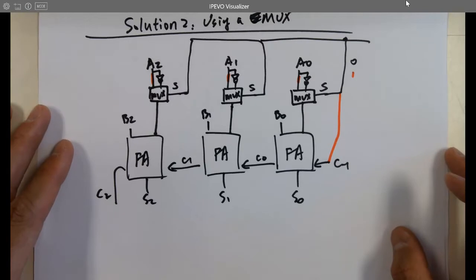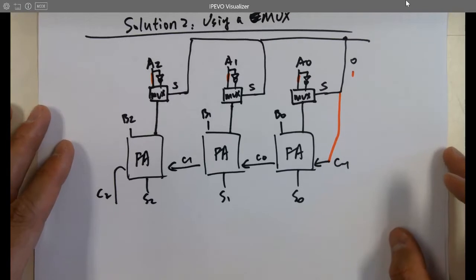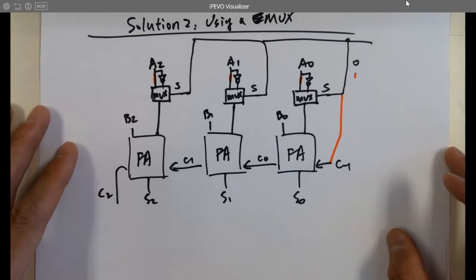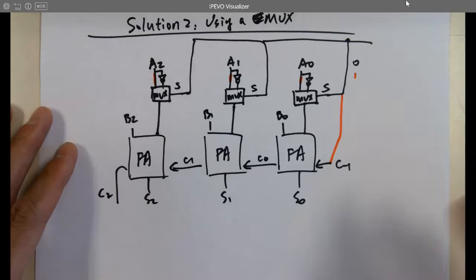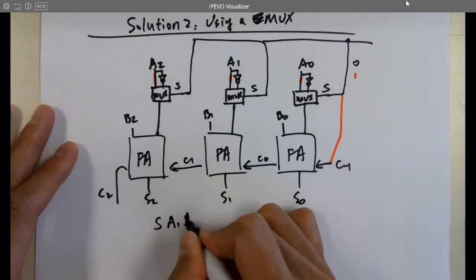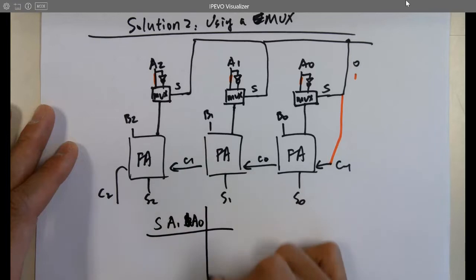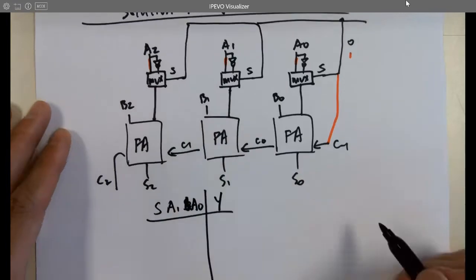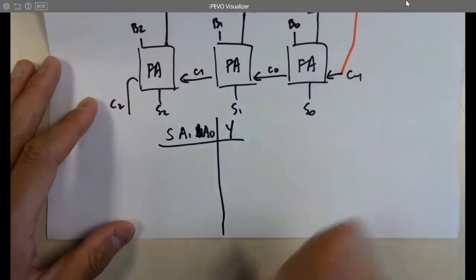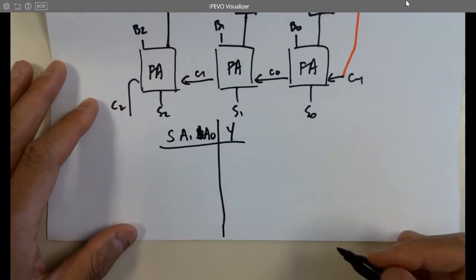How many inputs? How many outputs? What's the starting point? Truth table. And there are how many combinational inputs?